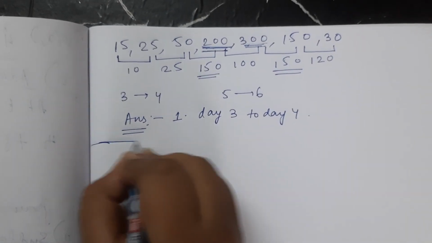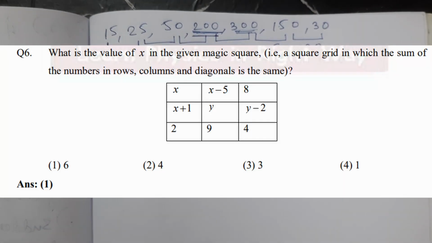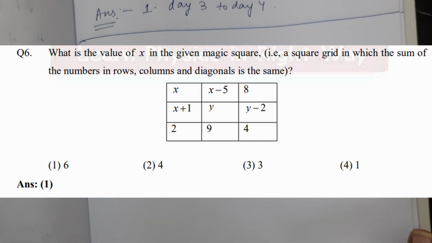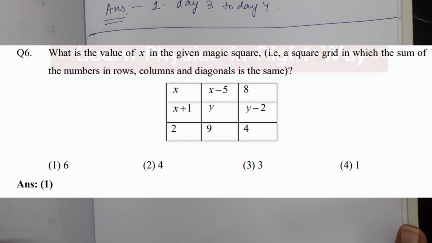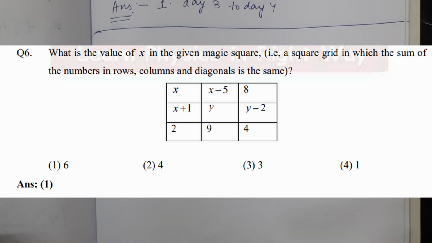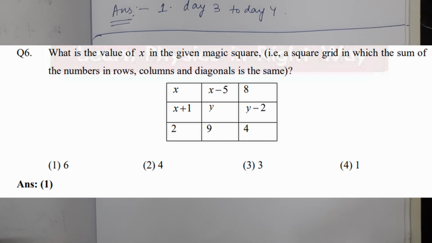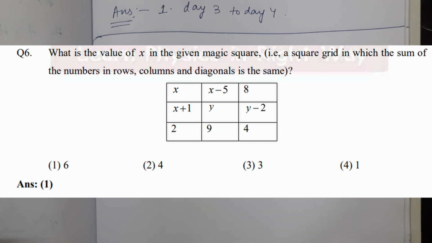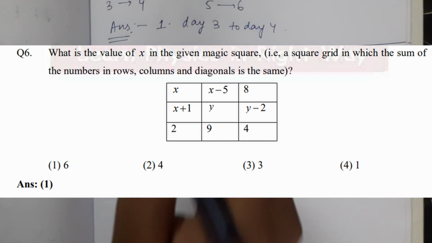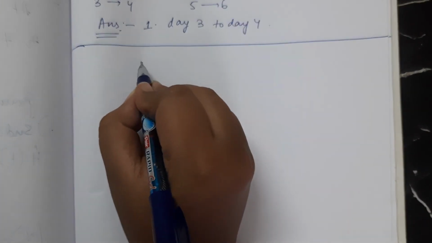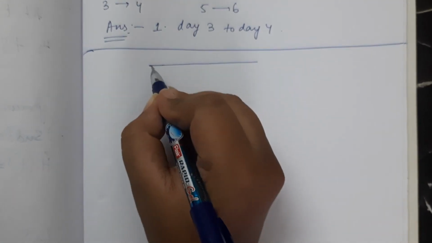So next we move on to the 6th question. I hope you can see the question on screen. This is a very simple question. The question says, what is the value of x in the given magic square, that is a square in which the sum of the numbers in rows, columns and diagonals is the same. So I will just copy the square that is given. So this is the square.